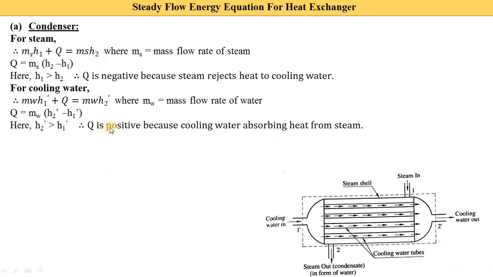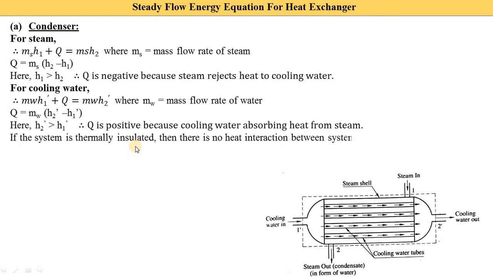Now I again use the same terms that we derived for the steam and for the cooling water. Now if the system is thermally insulated, meaning this system is completely thermally insulated, then there is no heat interaction between the system and surroundings, meaning this hot and cold fluid is not supplying heat energy to the atmosphere.